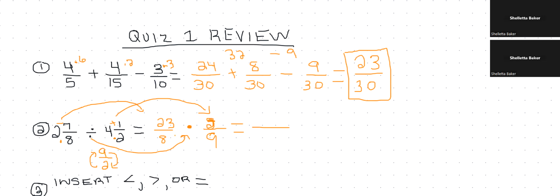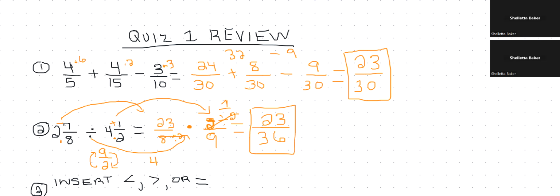You notice that your 8 and 2, these numbers that are diagonal to each other, can be cross-canceled. Both of those numbers can be divided by 2. So that's what we want to do here to simplify. We divide 8 by 2, that gives us 4. 2 by 2, that gives us 1. And now we multiply across. In our numerators, 23 times 1 will give us 23. And our denominator is 4 times 9, that will give us 36. Again, you want to confirm that this fraction is in lowest terms, and if it is, this is your solution.